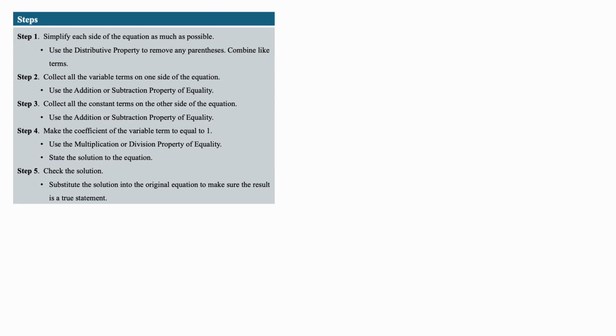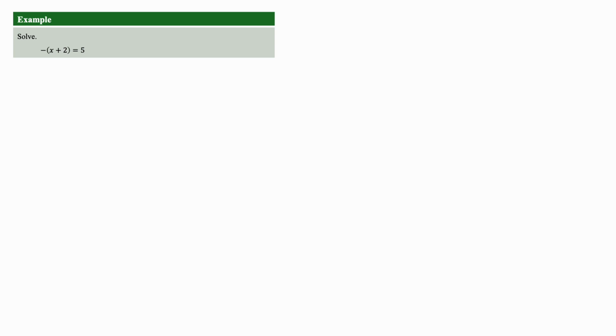You use the multiplication or division property of equality, and then you state the solution to the equation, and then step 5 is to check the solution to make sure it is correct. Now let's try an example.